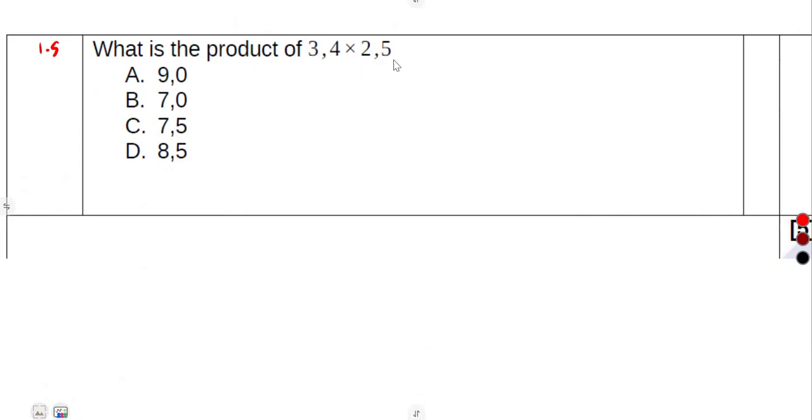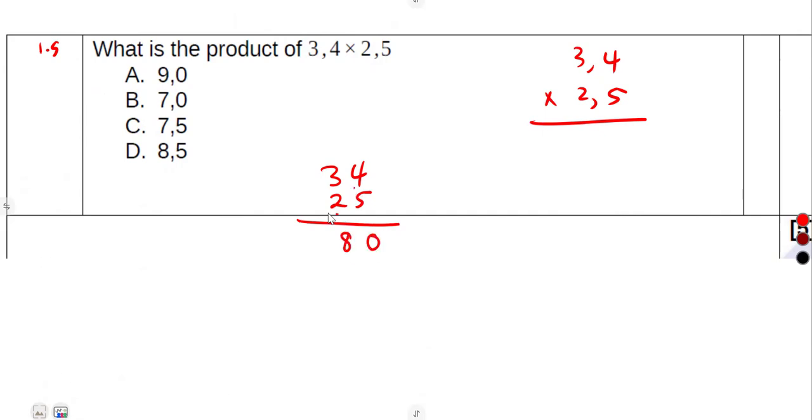All right. What is the product of 3,4 times 2,5? We can just ignore the commas. Multiply 34 and 25 separately. That's going to be 0 there. 2 times 4, that's 8. 2 times 3, that's 6. 5 times 4, that's 20. 5 times 3, that's 15, plus 2, that's going to be 17.